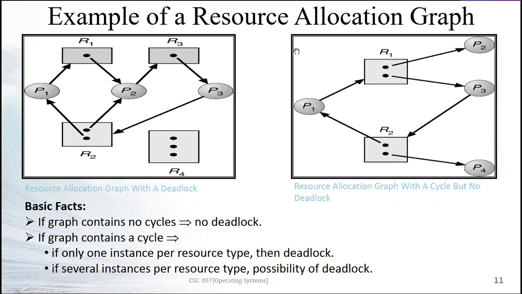So in this case, even though initially it seems that P1 is waiting for R1, R1 is taken by two other processes. And P3 is waiting for R2, R2 is taken by P1. So it initially seems like there's a deadlock here.